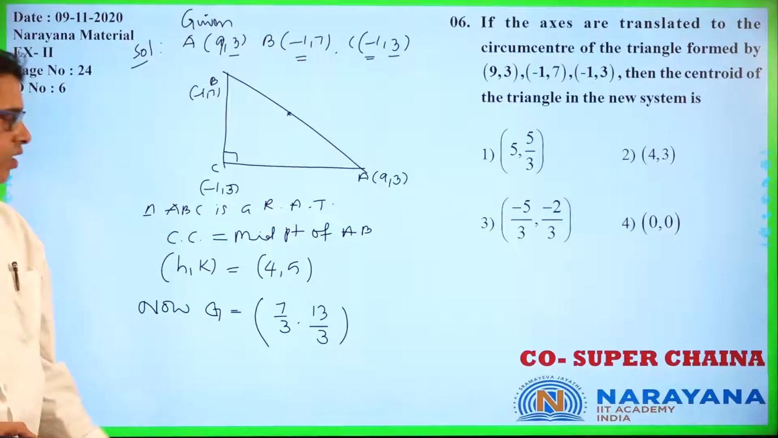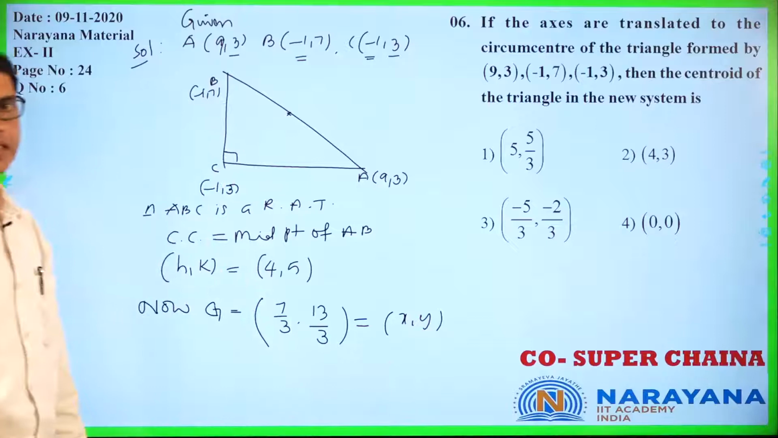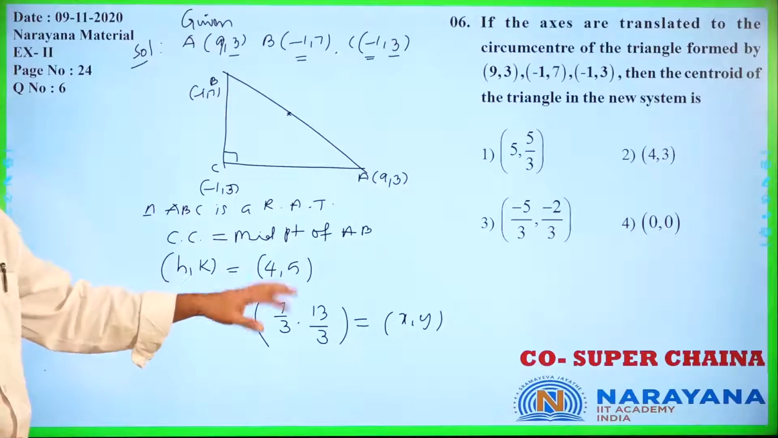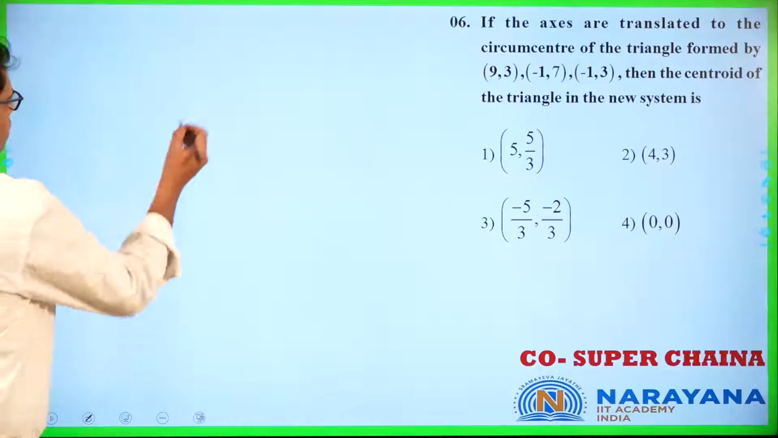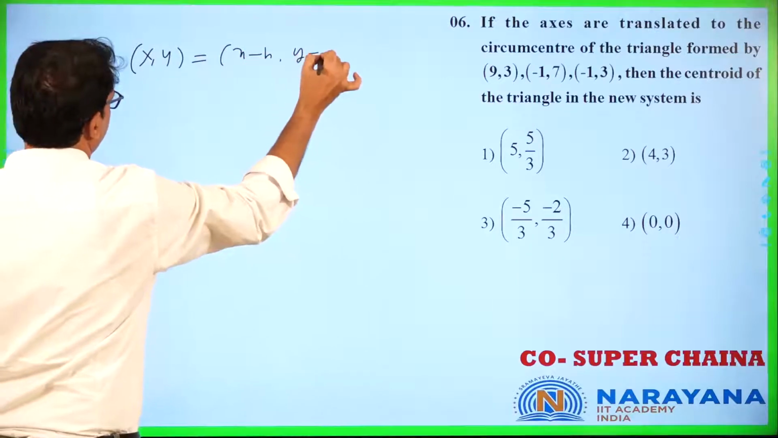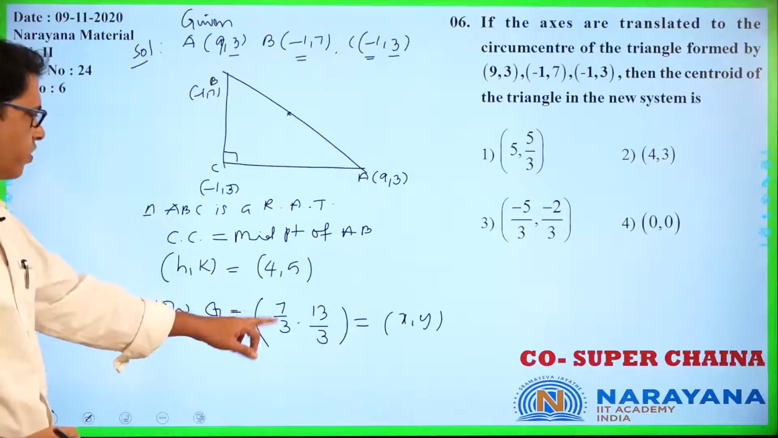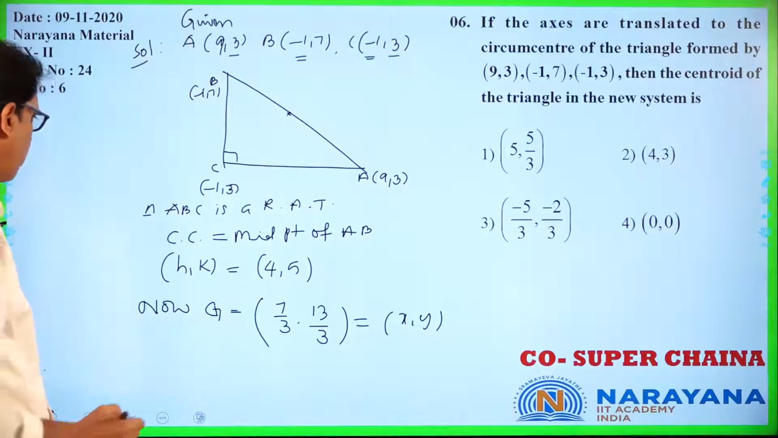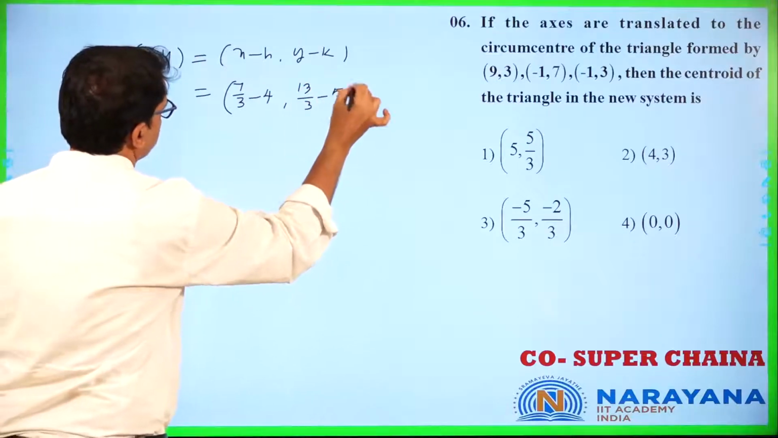Now what we have to find is the transformed coordinates. This is x comma y, so we have to find capital X comma capital Y. Capital X comma capital Y equals small x minus h, small y minus k. Back to the previous screen, small x comma y is 7 by 3, 13 by 3. So 7 by 3 minus 4, and 13 by 3 minus 5.